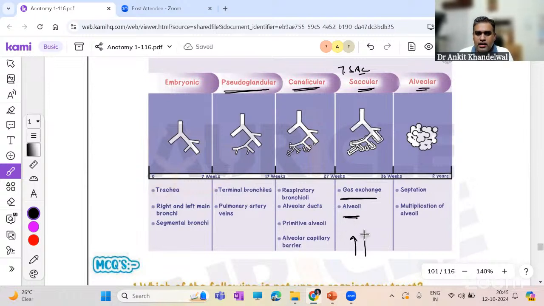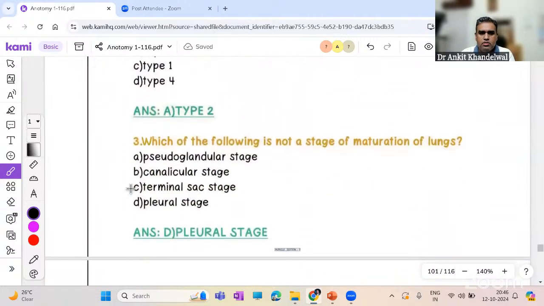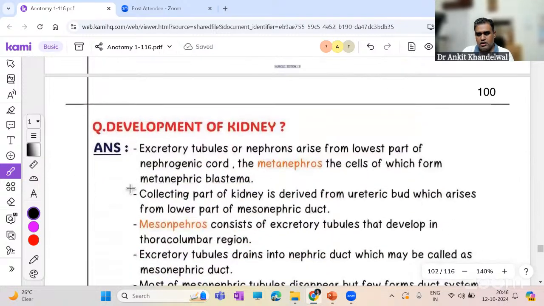This is what clinically any doctor, any obstetrician, is aiming for in a pregnant female, that her child's lungs at least reach this stage. I hope you got the point, the importance of it. Now MCQs over here: which of the following is not a part of surfactant from type 2, not a maturation of lung. Okay, I hope you got the point.